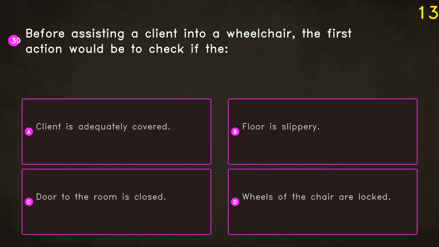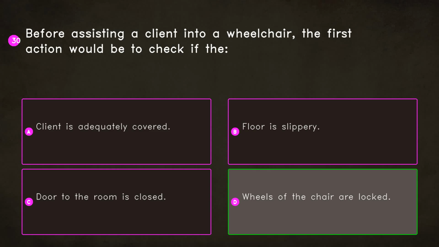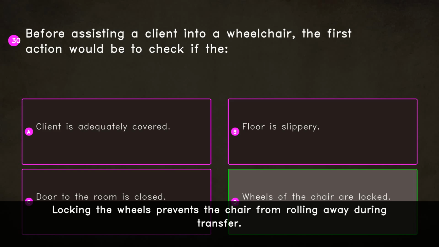Question 30. Before assisting a client into a wheelchair, the first action would be to check if the A. client is adequately covered. B. floor is slippery. C. door to the room is closed. D. wheels of the chair are locked. The correct answer is wheels of the chair are locked. Locking the wheels prevents the chair from rolling away during transfer.